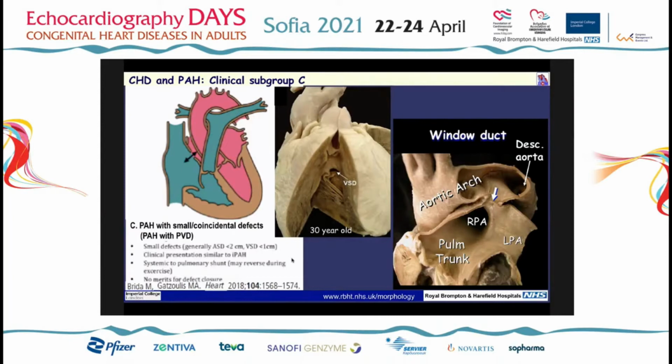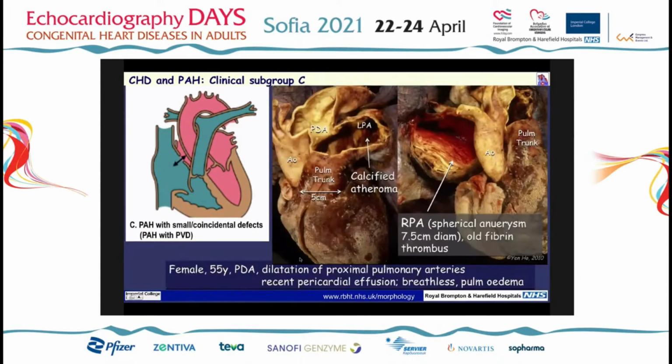And this is another case, from a patient, again, with a patent arterial duct, but this is really not very good looking at all. We have a very, very dilated pulmonary trunk. You see the left pulmonary artery, calcified atheroma here, but it's the right pulmonary artery that was very, very impressive. 7.5 centimeter diameter filled with spherical aneurysm with thrombus. This is from a 55-year-old female with dilatation of proximal pulmonary arteries.